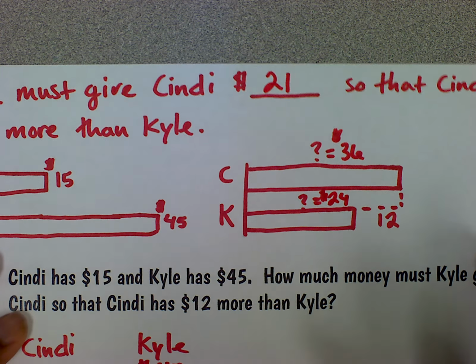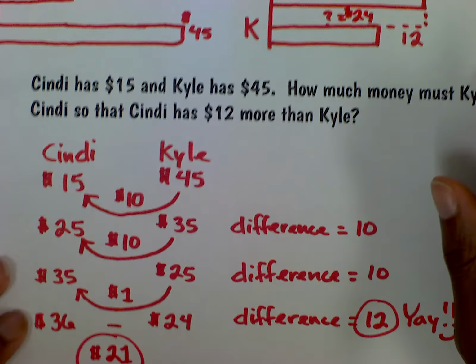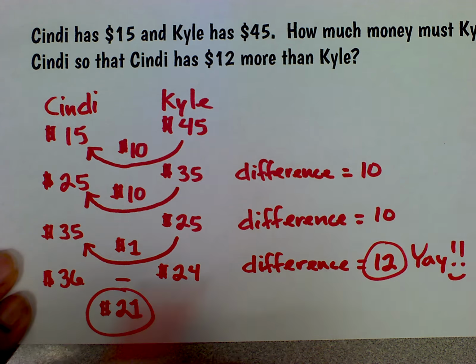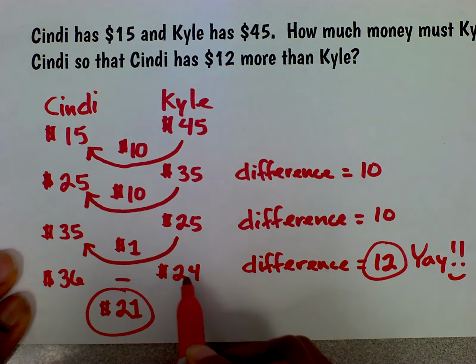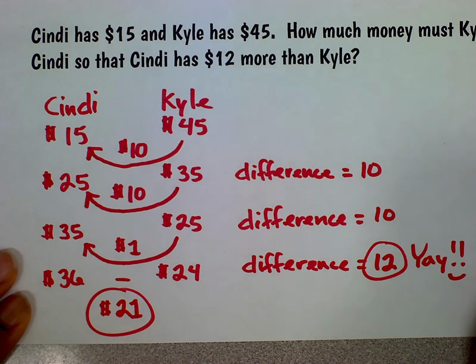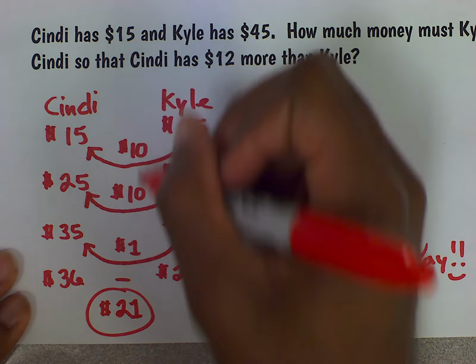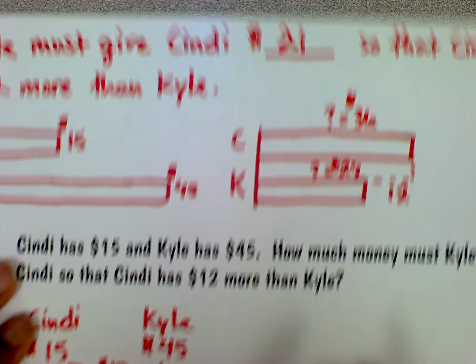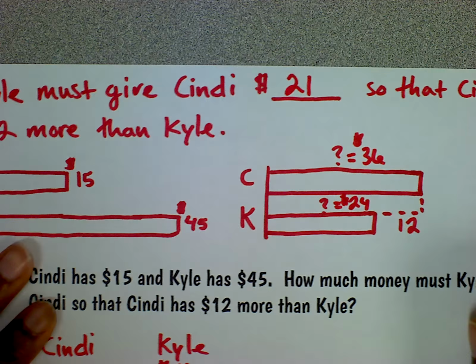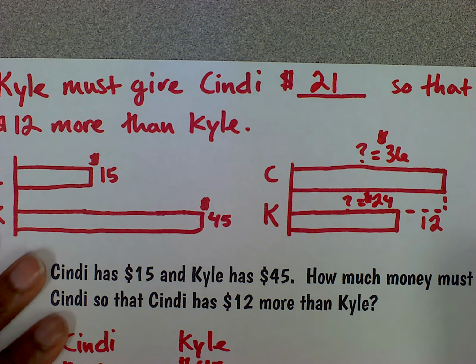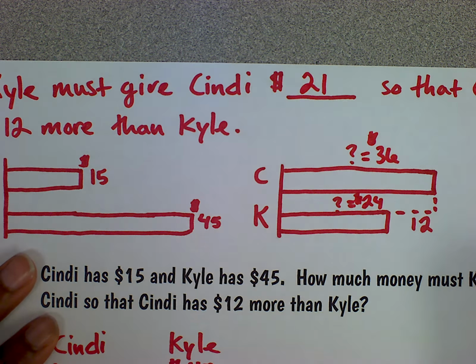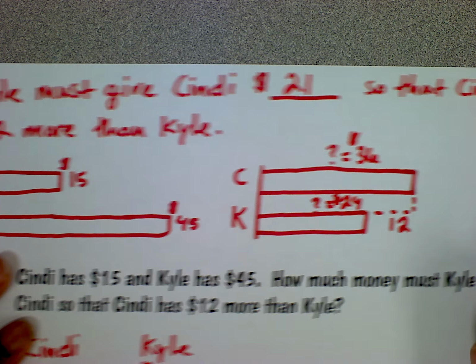This is the real trick and kicker here, because most kids generally stop right here where Mr. Evans found the difference. And now we know Cindy has this, Kyle has that, and they think they're done. But no, you weren't done. You still needed to add those up to find out how much money Kyle gave Cindy. And since we found that out, we were able to answer it by simply saying now, Kyle must give Cindy $21 so that Cindy has 12 more dollars than Kyle.